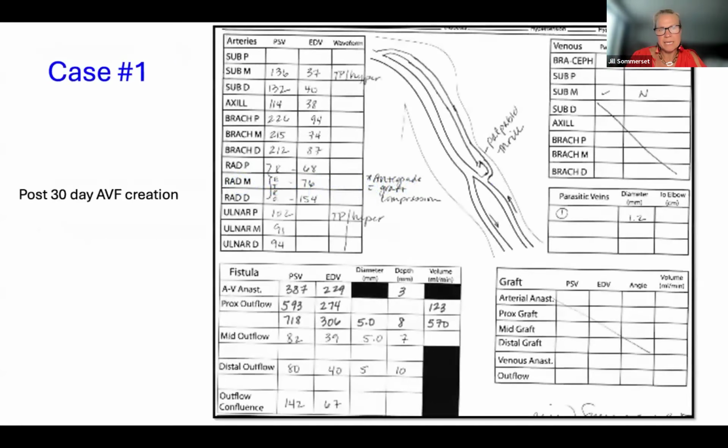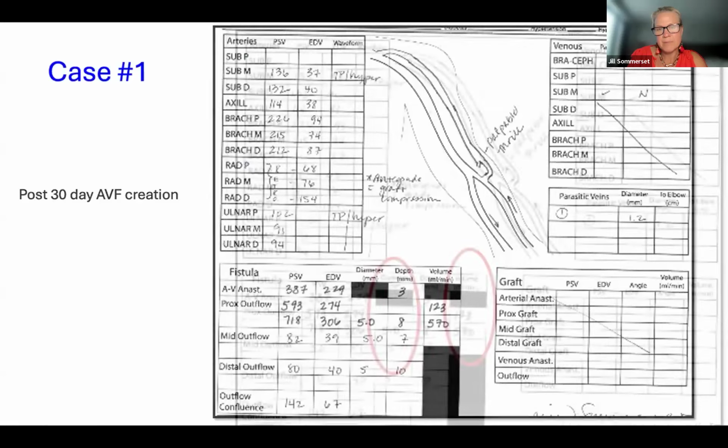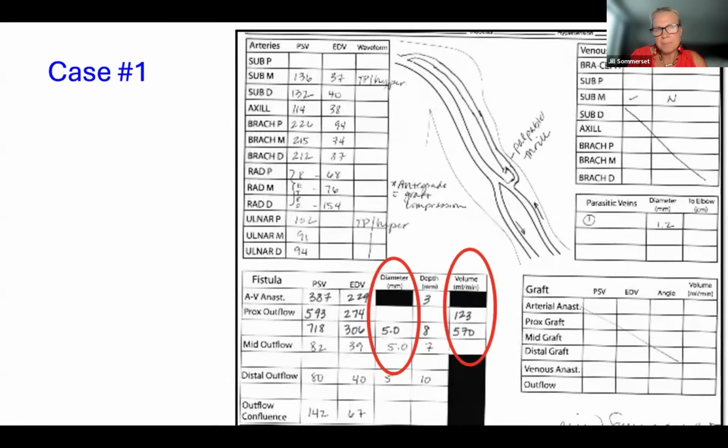So let's talk about a case here. This is a patient who had an AV fistula. This is a high radial cephalic AV fistula creation. And this was 30 days after the placement of the fistula. So when we look at these numbers here, I am looking at the diameter of the outflow cephalic vein. Remember, we want it to be greater than 6 millimeters.